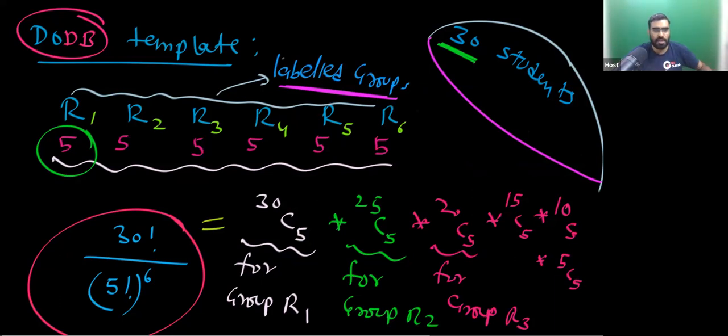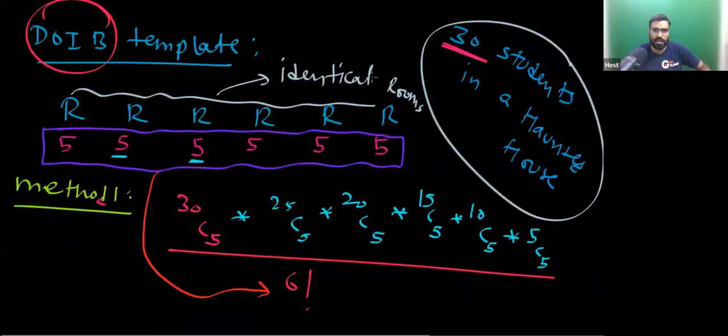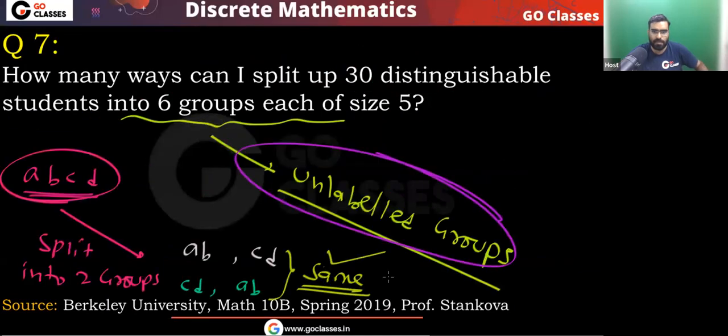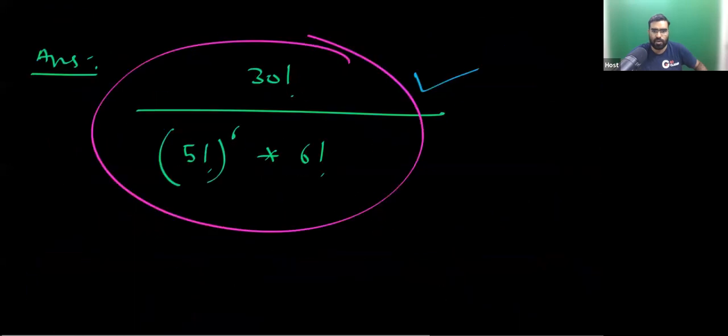I'm just telling you that in the PDF, if this answer is given, then it means they are considering labeled groups. And if you consider the groups as unlabeled, then in this situation the answer will be this one. Anyway, you don't have to worry. Did you understand the case of labeled and the case of unlabeled?